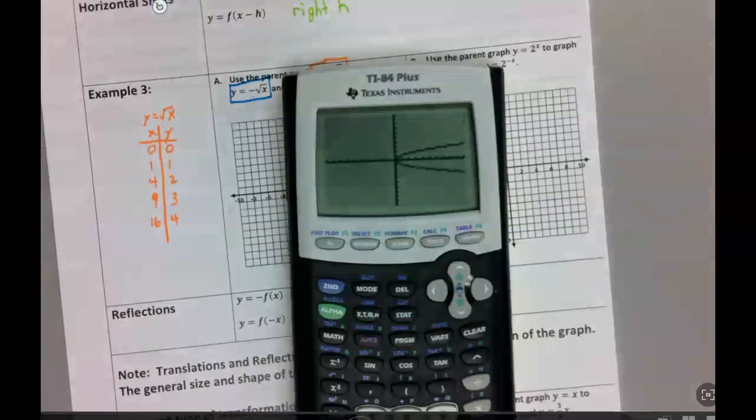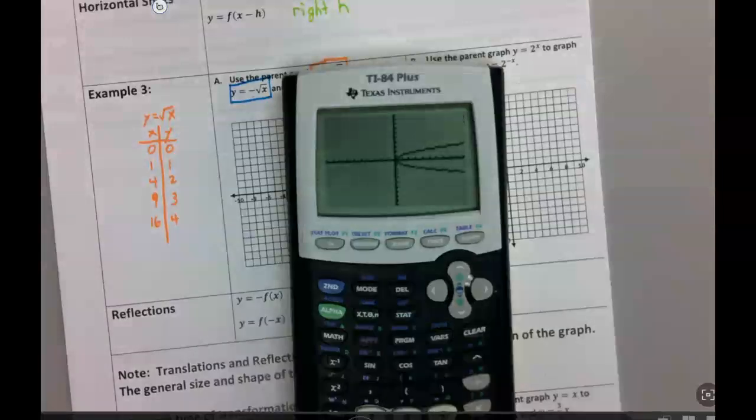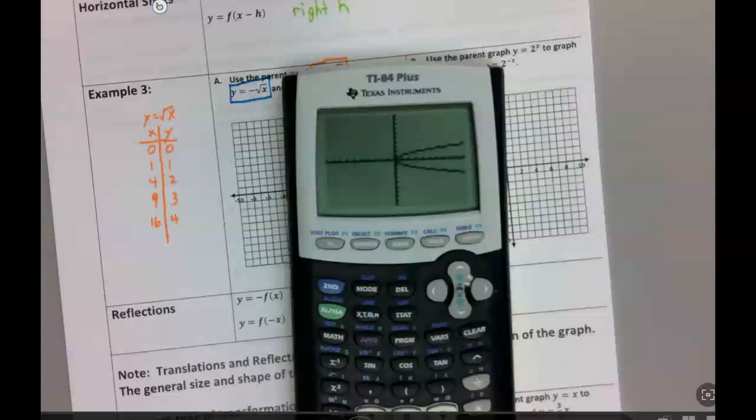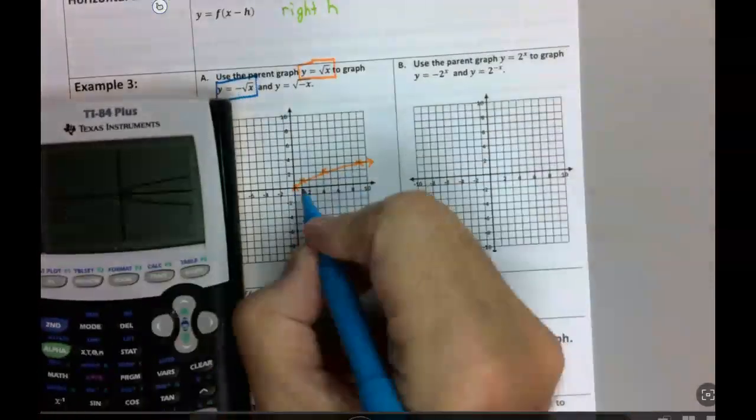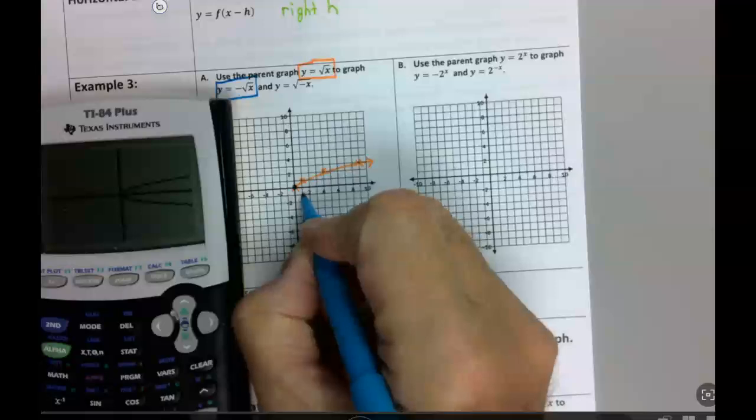And when it says I reflect it across the x-axis, that means if I folded it across the x-axis, it would lay right on top of each other and you'd only see one graph. Does that make sense? Okay, so it's reflected. So this one here, that one's going to stay the same.